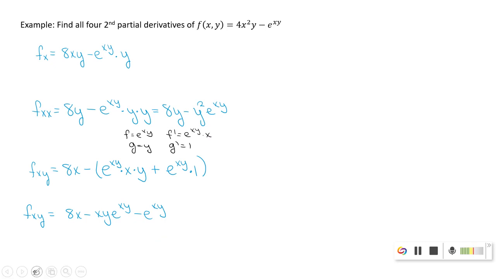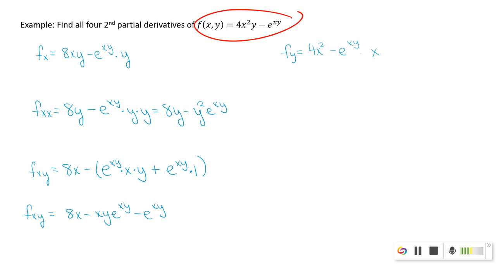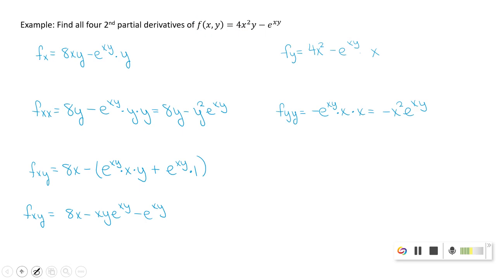All right, halfway done. We got 2 more to do. So now I'm going to go back to the original function, and I'm going to find the derivative with respect to y, f sub y. So my derivative with respect to y, the first term, I'm just going to get a 4x squared. Second term, I use the chain rule, so it's going to be an e to the xy. And then derivative of xy is just x.